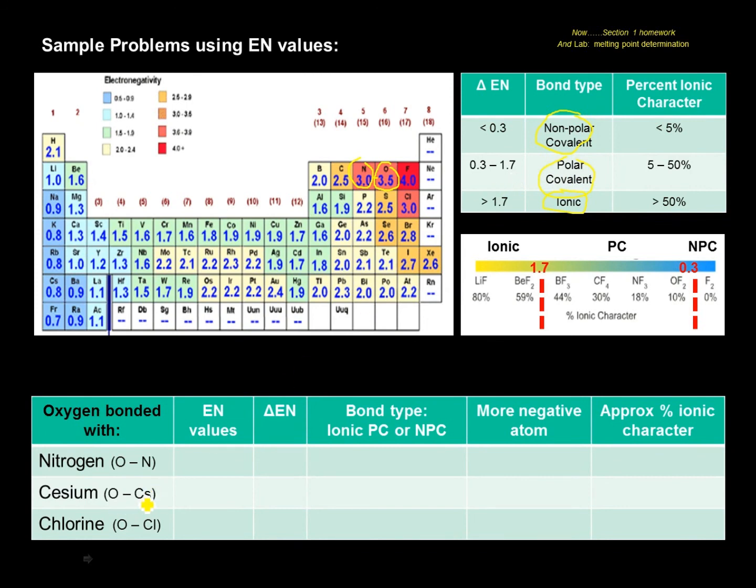Let's try oxygen and cesium. So cesium is way down here, so 0.8, and oxygen is 3.5. The difference is 2.7, isn't it? I think it's 2.7. And where does that fit? Oh, that's more than 1.7, so that would make an ionic compound. So if you had oxygen bonded to cesium, ionic compound.